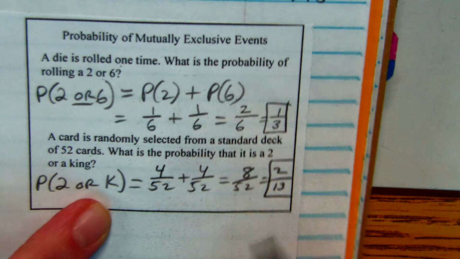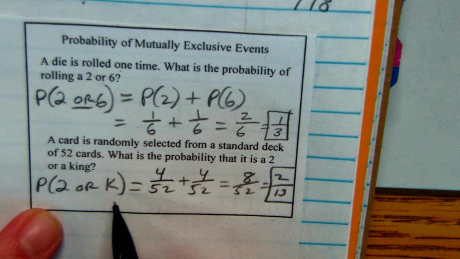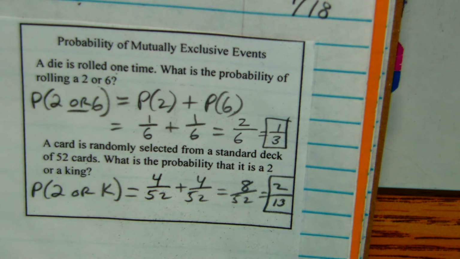Okay? So these are 2 different things. It can't be a 2 and a king at the same time. So that's why they're considered mutually exclusive. It's either going to be a 2 or a king. It can't be both. Okay?